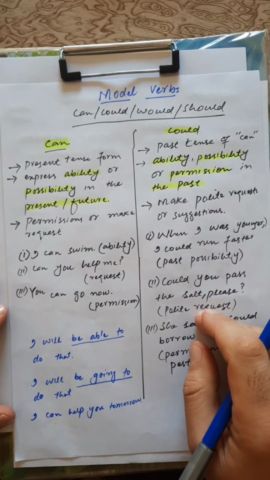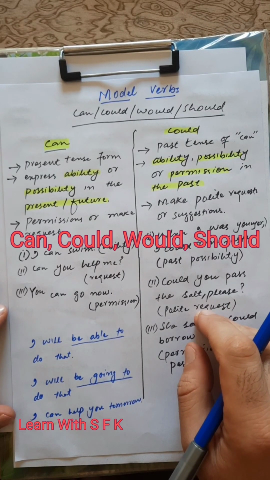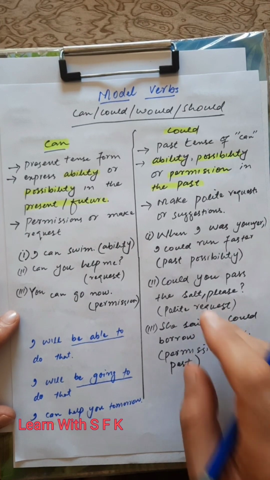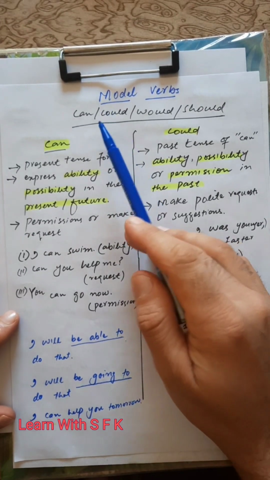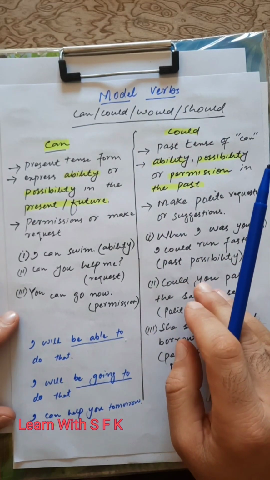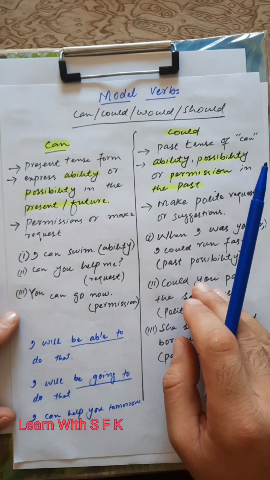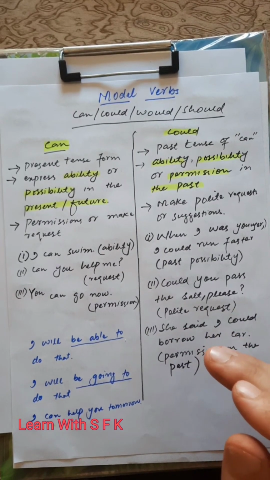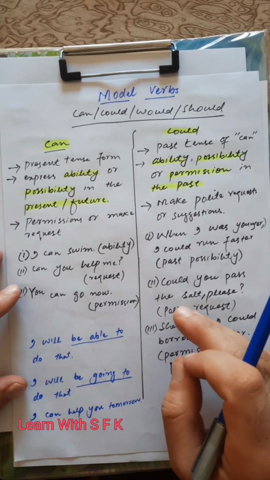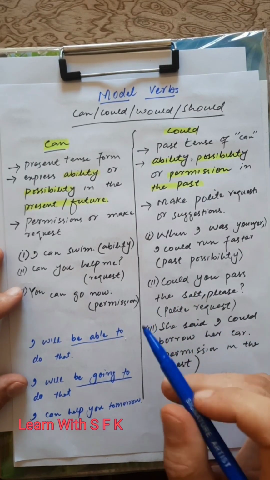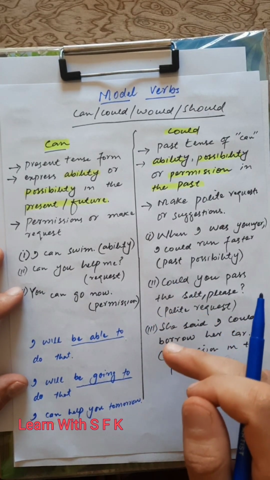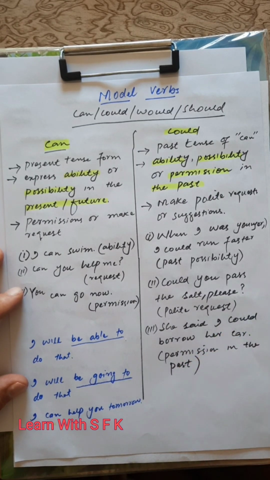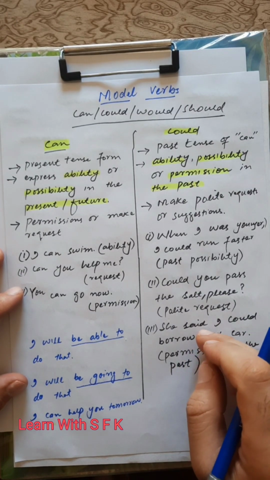Today we will discuss a very important topic of English grammar, that is modal verbs. Many people are confused about how to use the modal verbs can, could, would and should correctly in English sentences. So today we will discuss conceptually and with examples how you can use these modal verbs correctly in English sentences without any confusion. So let us start our lecture.